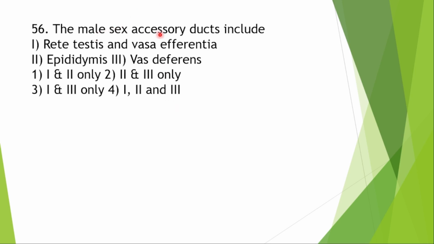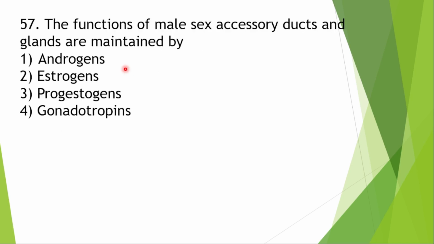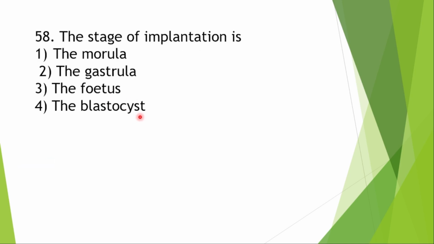56. The male sex accessory ducts include rete testis, vasa efferentia, epididymis and vas deferens. Right option is option 4, 1, 2 and 3. 57. The function of male sex accessory ducts or glands is maintained by androgen, estrogen, progesterone and gonadotropin. So the right option is androgens.